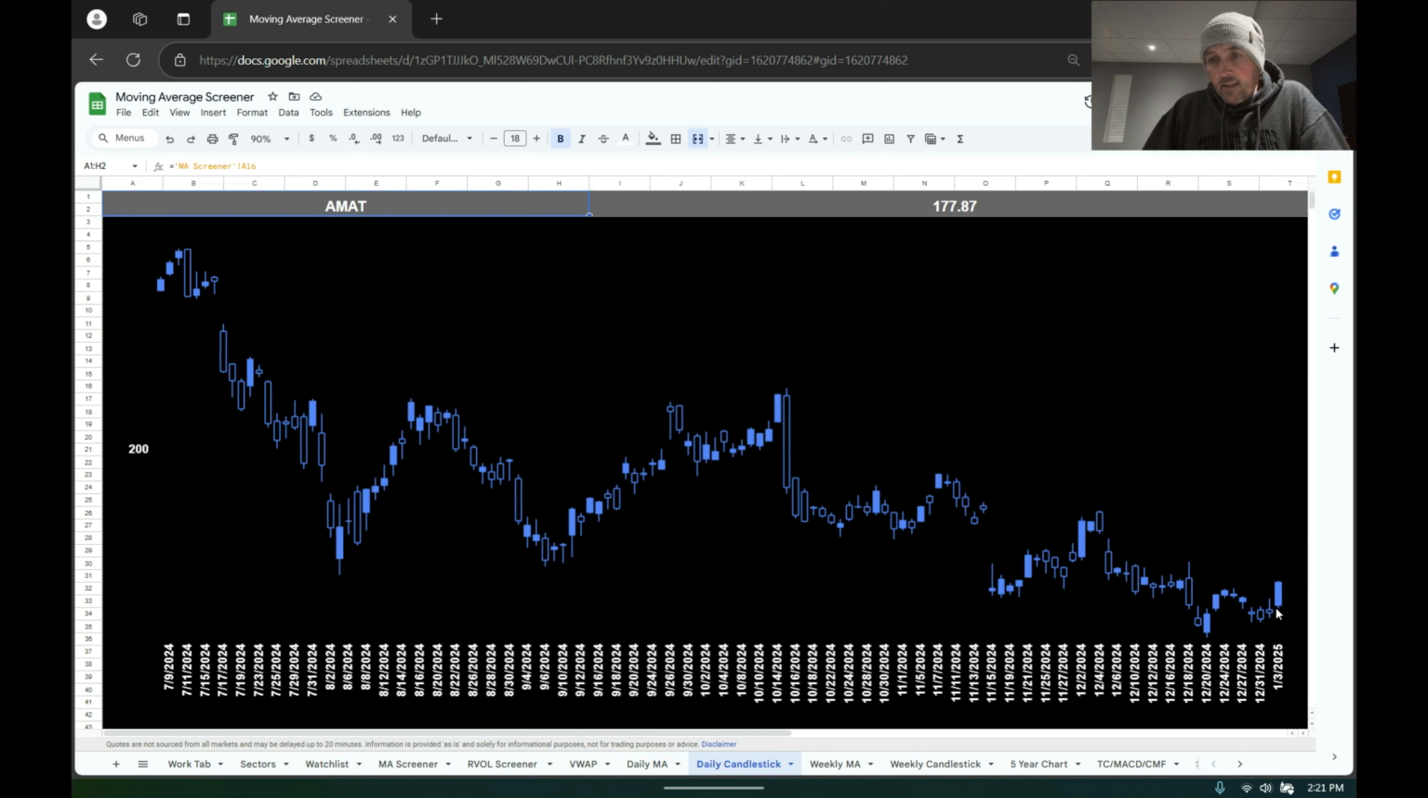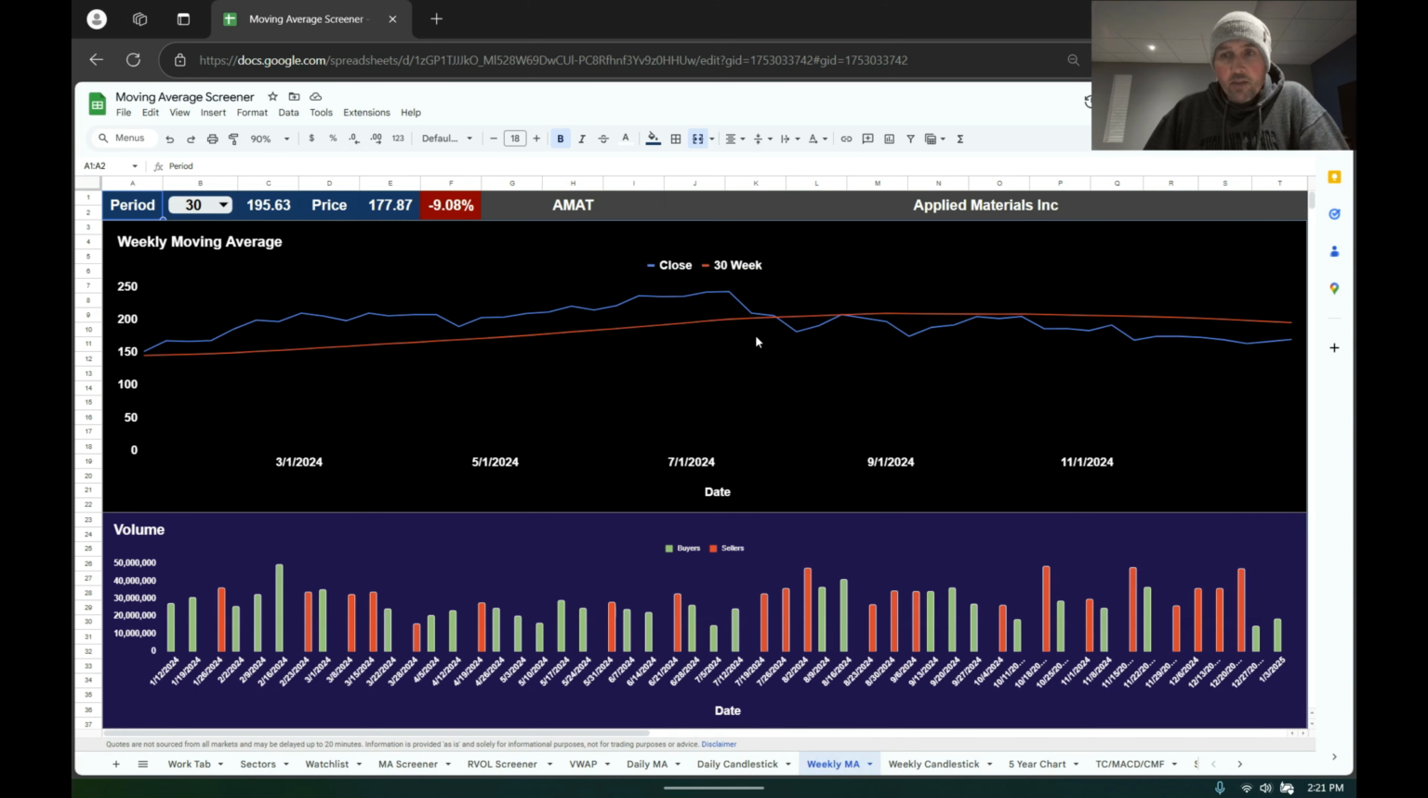If we look at the daily candlesticks, to me, these are bullish reversal candles, and then we have a very bullish candle. And then if we look at the weekly moving average, we're on a downtrend, but it is 9% below the 30-week. And we do have a lot of selling below this, a lot of high volume selling. So maybe the sellers have all gone away because it's starting to reverse.